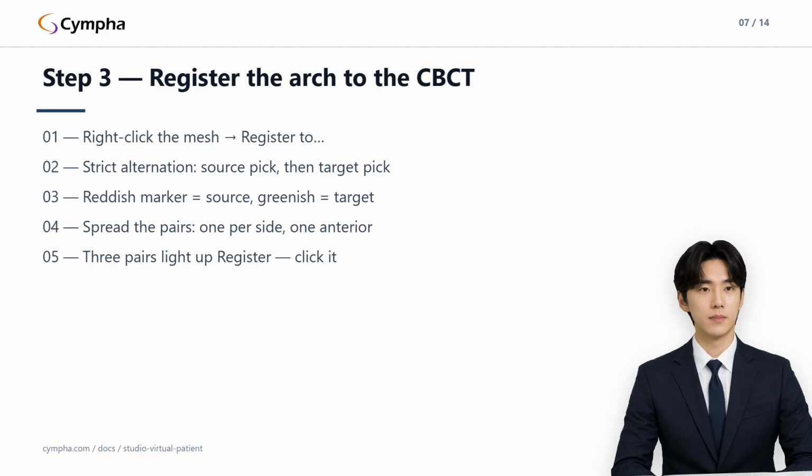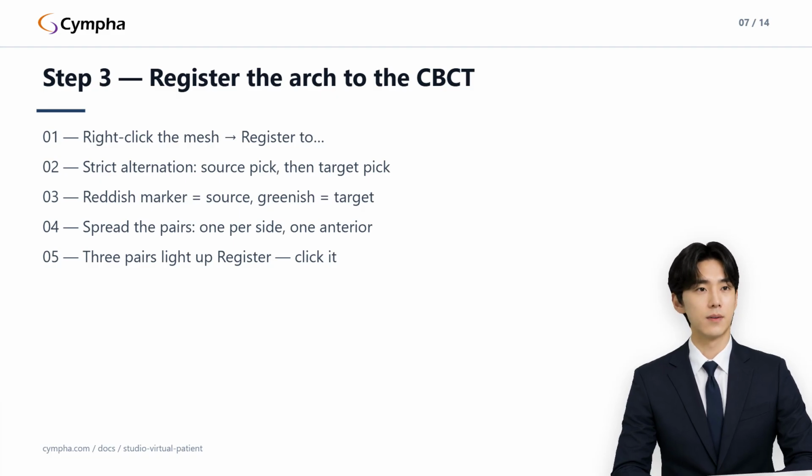And if you fluff a single pick before reaching 3 pairs, press the delete key. Forward delete, not backspace, to remove the last marker. Once you're at 3 pairs, delete is locked, and cancel and restart is the way out.